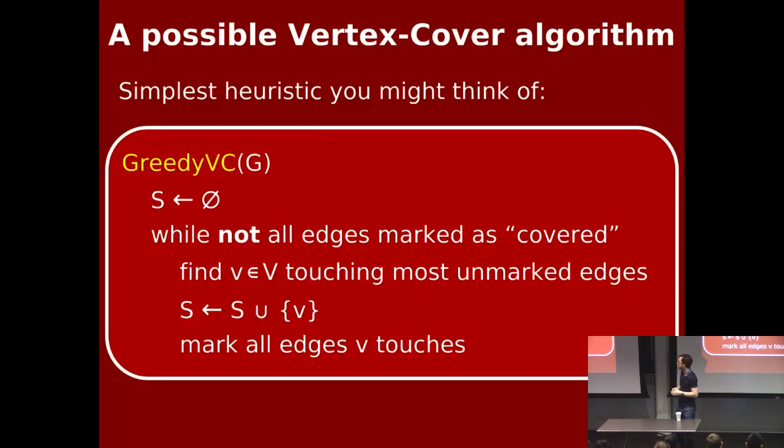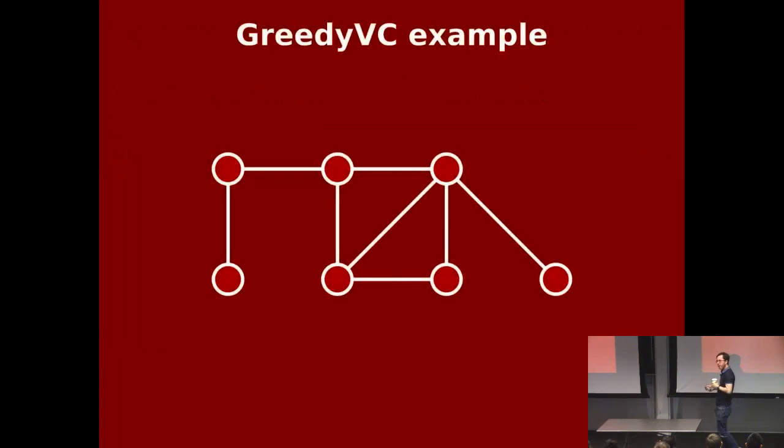You're never going to change your mind. And then now that you've included it, that covers all the edges that it touches. And then you keep going. You keep doing that until you have enough vertices that all the edges get covered. Does that make sense? So I'll give you an example. Let's see it on this nice graph.